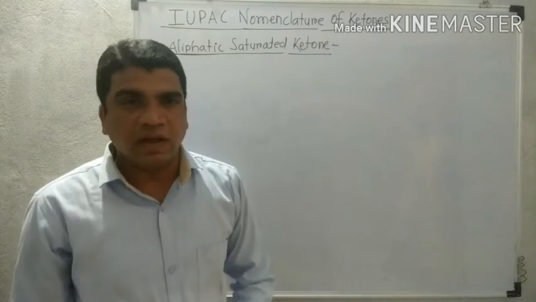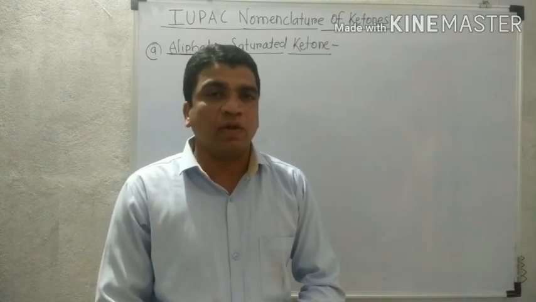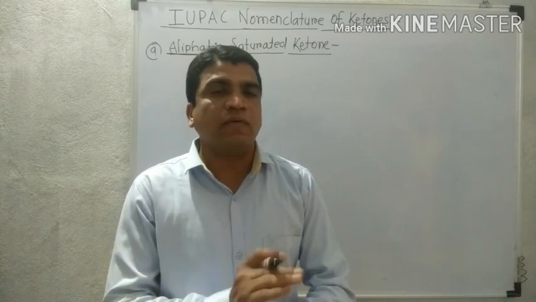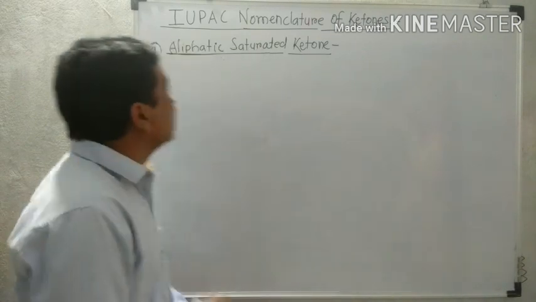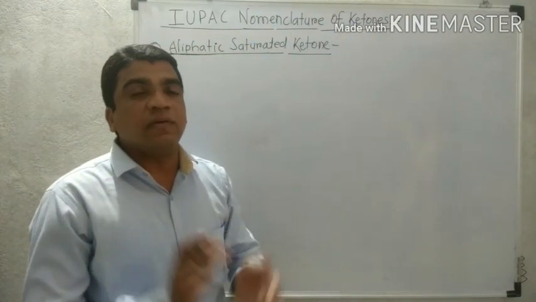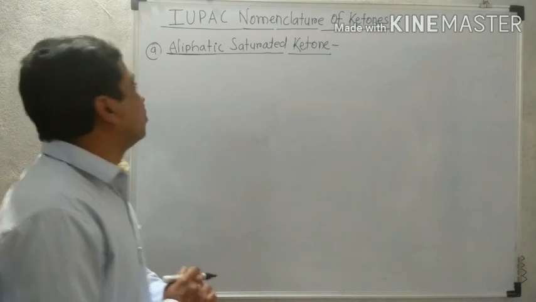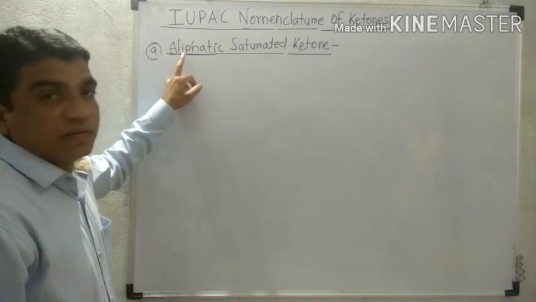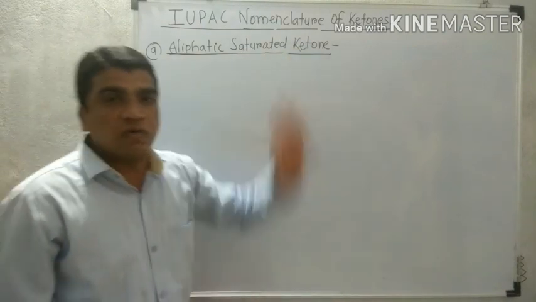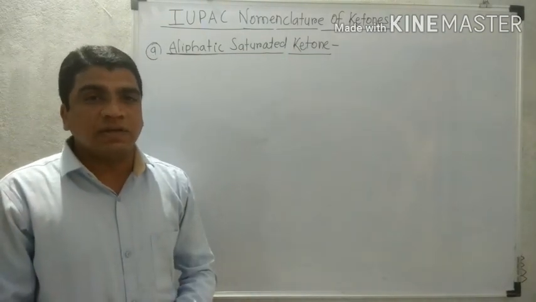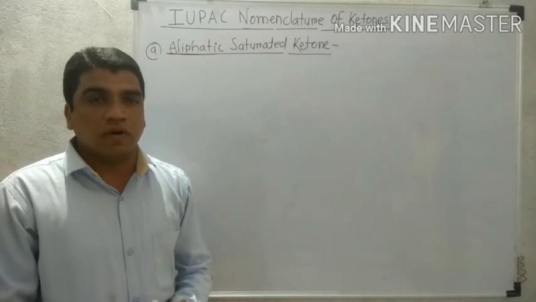Hello friends, in the last video we discussed the common name system of ketones. Now today we are going to discuss the IUPAC nomenclature of ketones. This is divided into some categories. First of all, we are going to discuss the IUPAC nomenclature for aliphatic saturated ketones. It means those ketones that contain an aliphatic carbon chain and contain single bonds.